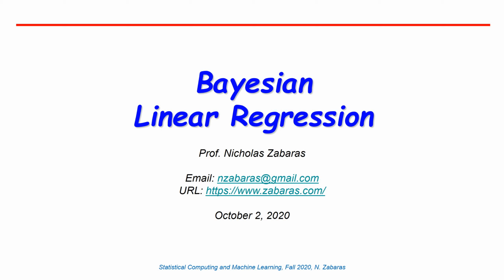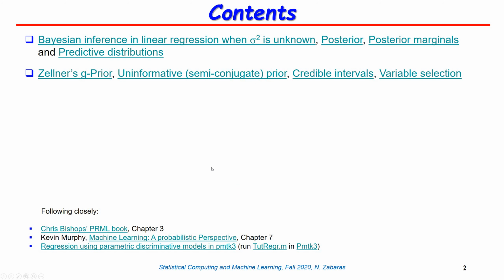So the topics for today's lecture will include the following. We will consider the case when the variance in the likelihood model is unknown. So effectively our prior model will be a prior on both W, the regression coefficients, and the variance sigma square. We will introduce the Zellner's G prior and do the full Bayesian analysis and discuss also some uninformative limits of this prior that they are very common in practice.